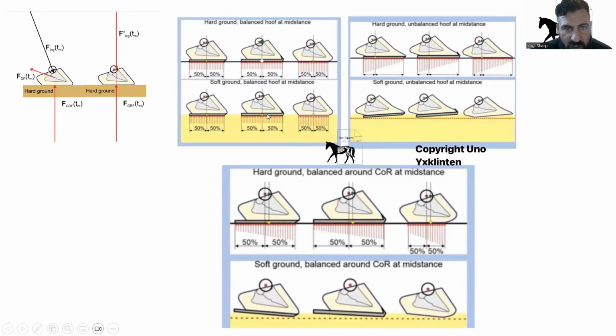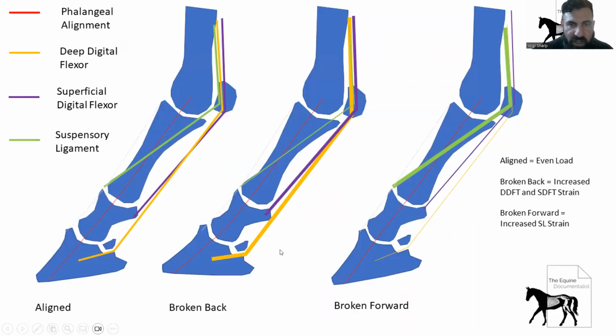Okay, so we want our foot to maintain equilibrium, it's called, but maintain even plane on a soft surface, right? So that's why we want to create 50-50 around the point of balance. The reason we want to do that is because as the weight of the horse is coming over, we want the foot to remain aligned. Because if we are aligned, then we have even load share between the suspensory ligament, the superficial flexor, and the deep flexor. All those soft tissues are being loaded evenly.